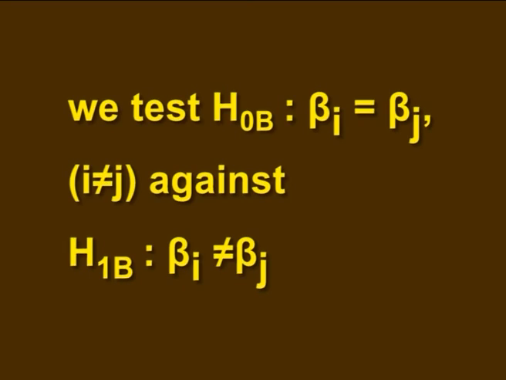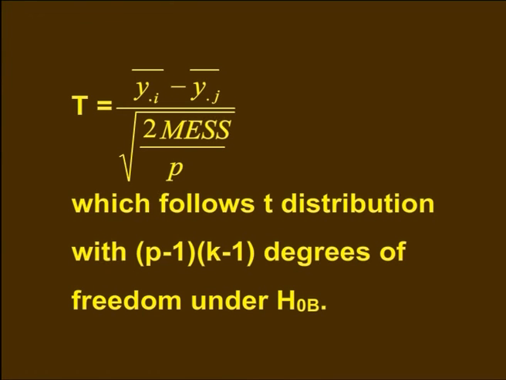We test the hypothesis H naught B, that is beta i is equal to beta j, i not equal to j, against the alternative H1B, beta i not equal to beta j. Again, this can be tested using the following t statistic given by y bar dot i minus y bar dot j divided by square root of 2 times mean error sum of squares divided by p, which follows t distribution with p minus 1 k minus 1 degrees of freedom under H naught B.